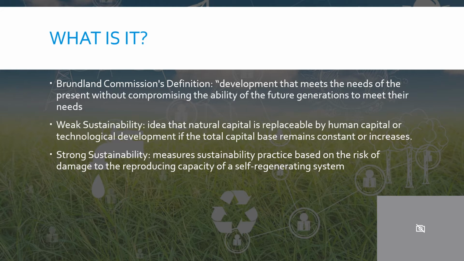And then the opposite of that is strong sustainability, which measures sustainability practice based on the risk of the damage to the reproducing capacity of a self-generating system. And what this basically means is that this is where sustainability becomes the highest priority. So instead of the lowest requirements, it's of the highest.